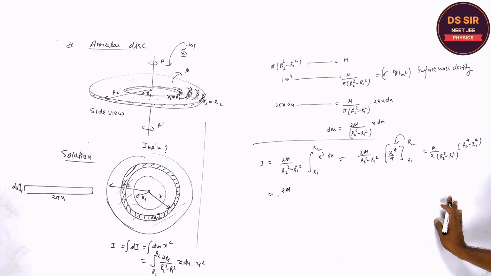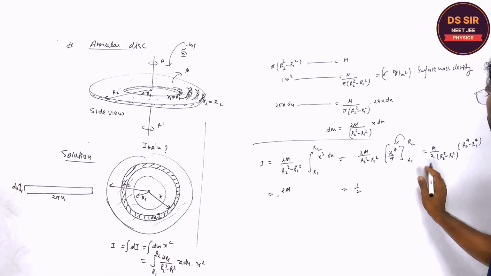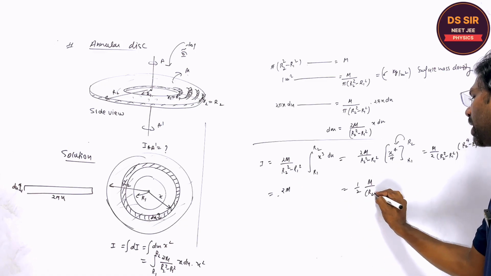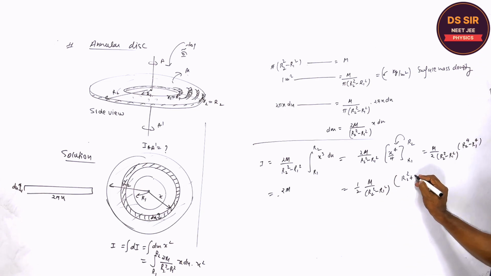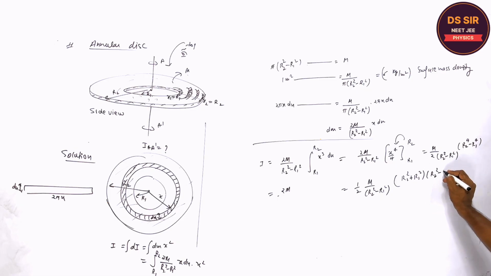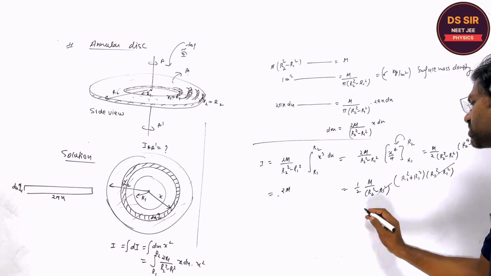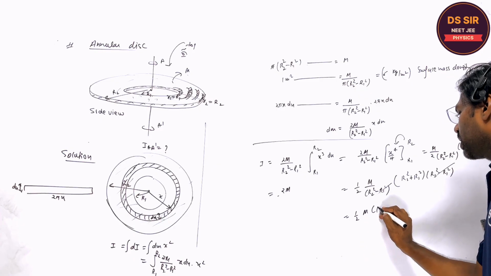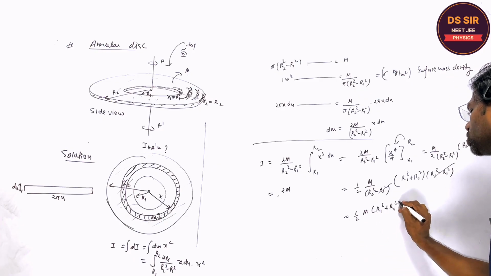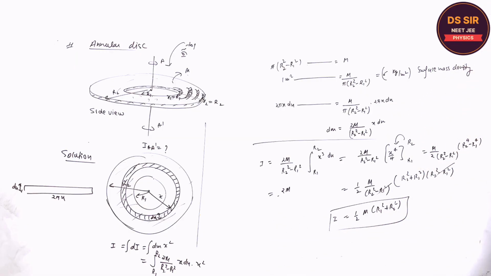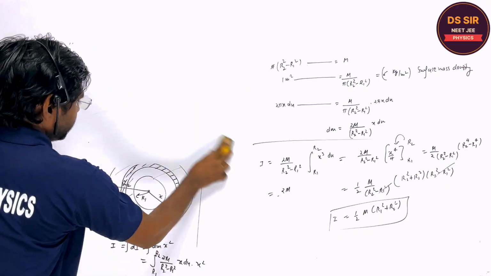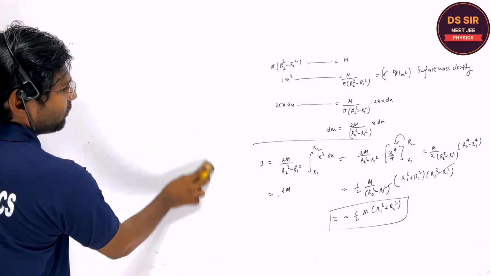The a square minus b square formula I can apply. This is 1 by 2 M, r2 square minus r1 square, times a square plus b square, and a square minus b square will cancel. So 1 by 2 M, r1 square plus r2 square, is the moment of inertia. Is it clear or not? You tell. This is the answer. So this is the disk, the moment of inertia we have found.